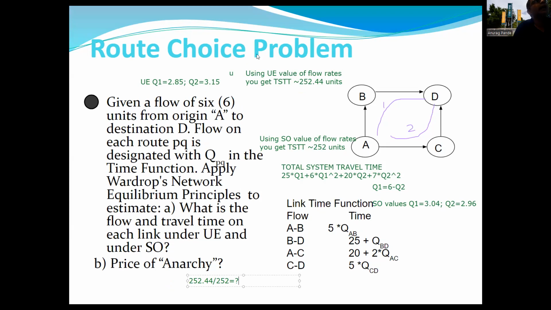You should be able to obtain on your own these Q1 and Q2 values using the user equilibrium principle, 2 equations, 2 unknowns, and then minimizing this total system travel time equation based on just one of those variables, setting the differential equal to 0 and solving to get Q1 and Q2. If you have any questions, feel free to reach out.